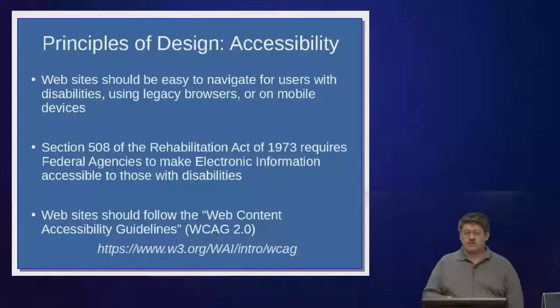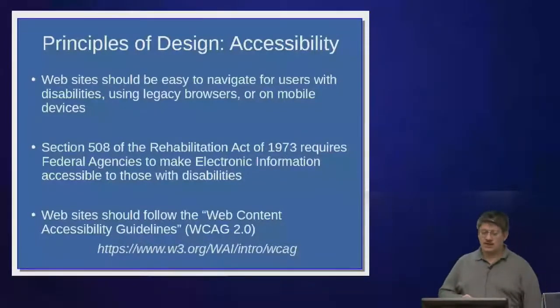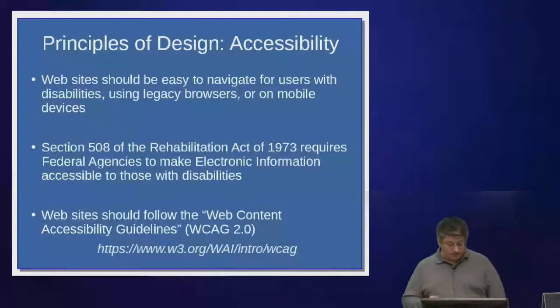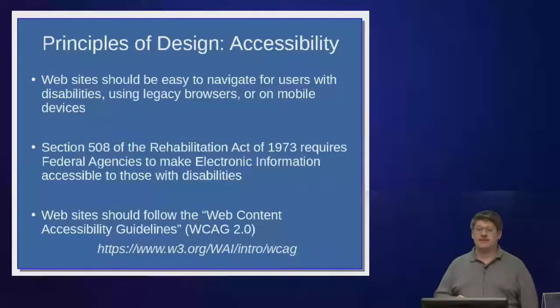Just to see how important this is, Section 508 was part of the Rehabilitation Act of 1973. Now that's 20 years before the web existed. They were already thinking about making electronic documents accessible. When the web came along, they amended Section 508 to accommodate the web. And what Section 508 says now is that websites, government websites, need to follow Web Content Accessibility Guidelines.